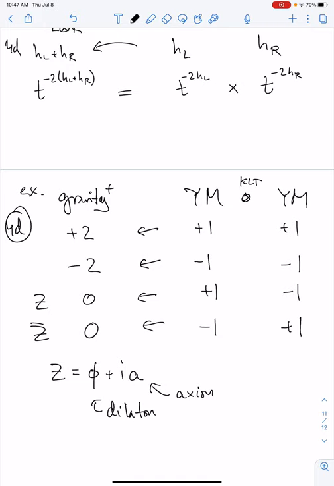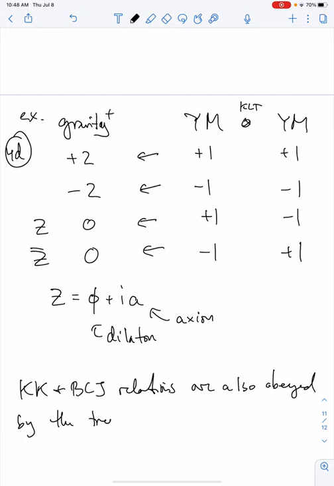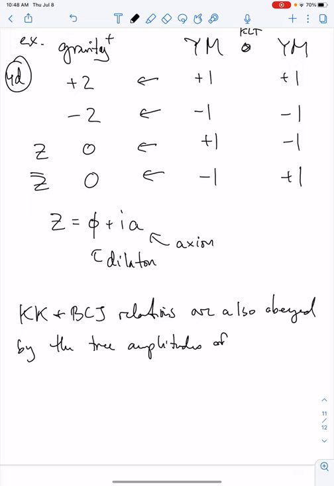More generally, if we were in D dimensions, the product of the Yang-Mills states will produce the graviton states in D dimensions, as well as a dilaton, as well as the antisymmetric two-form. So we would sometimes call that an SNS gravity. Now, it is interesting that the KK and BCJ relations are also obeyed by certain other field theories. And that then gives a web of field theories.